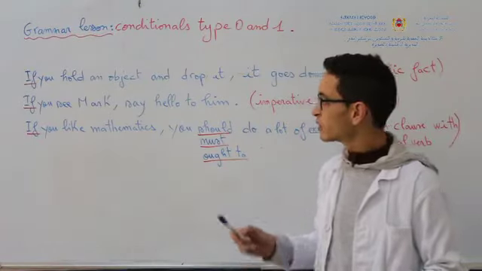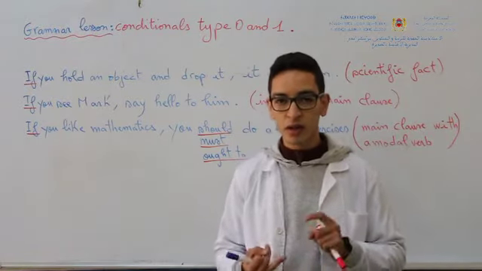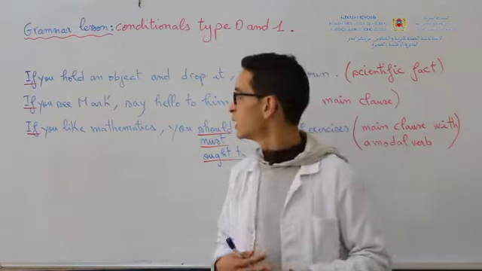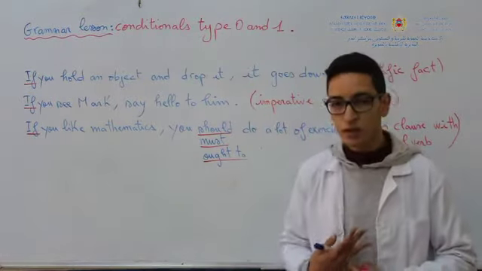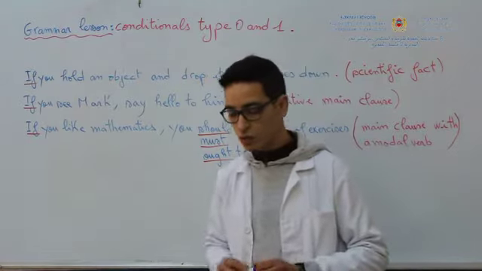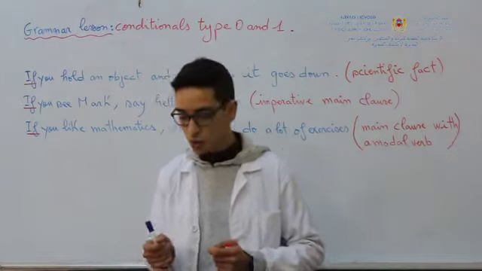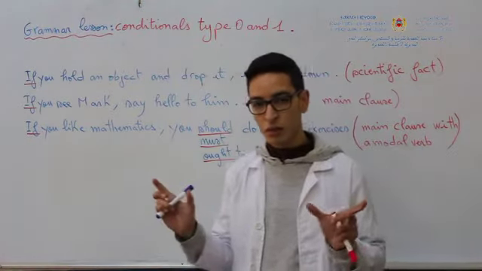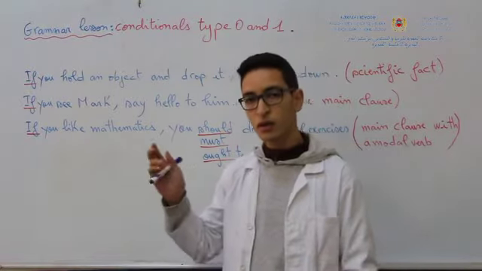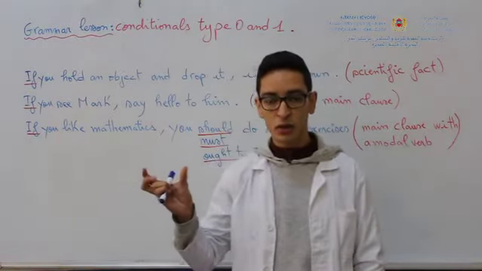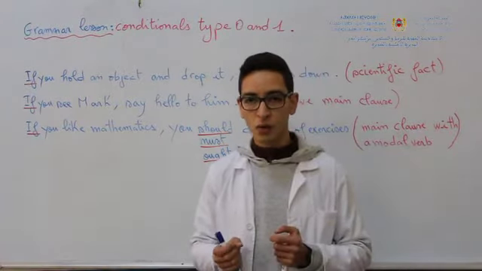Today I'm going to present two types of conditionals for you, conditional type 0 and conditional type 1. Before we start our lesson, let's give a little definition of what a conditional sentence is. A conditional sentence is usually a sentence which contains two parts. The first part is called an if clause, and the second part is called a main clause.